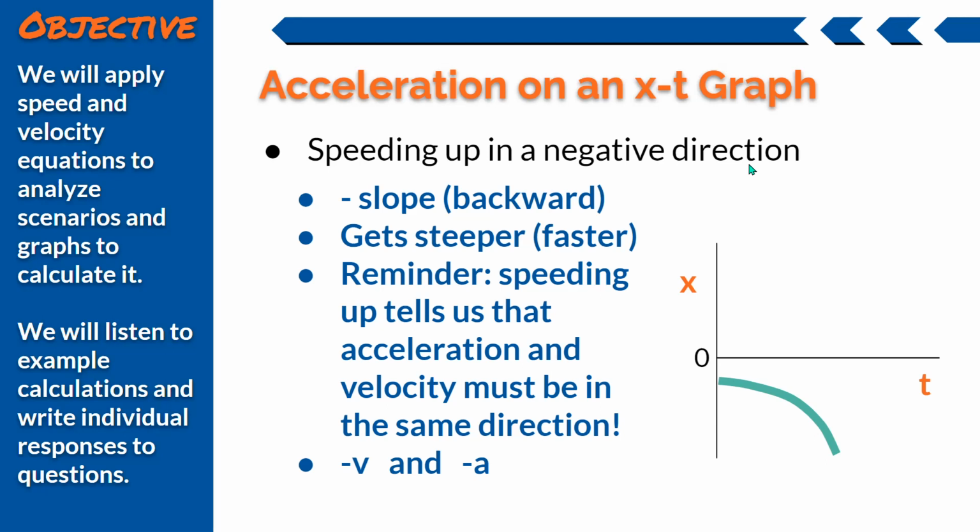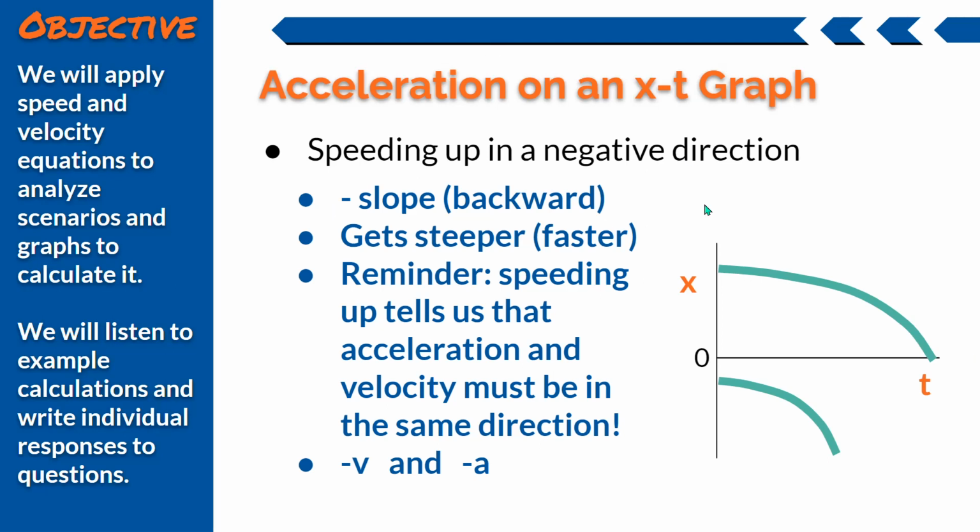Okay, again, if I am speeding up, it means my velocity and acceleration must be in the same direction. So if I know that I'm going in the negative direction and I know I'm speeding up, then I also know that I have to have negative acceleration. In order for me to speed up, they have to have the same sign. Again, it doesn't have to start here. I could show it up here. Those are both examples of speeding up in the negative direction.